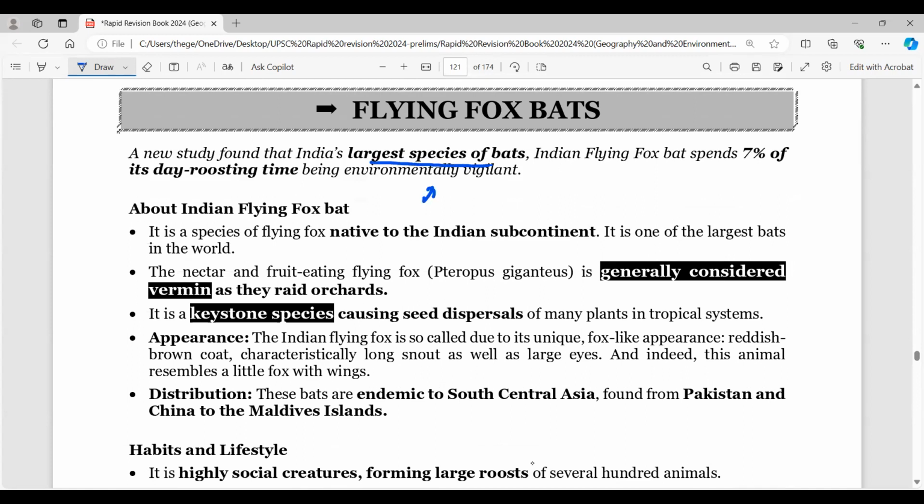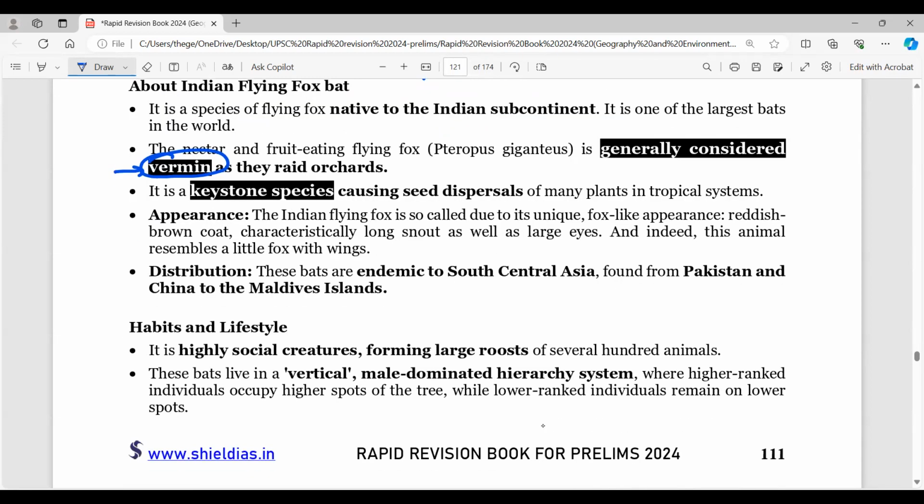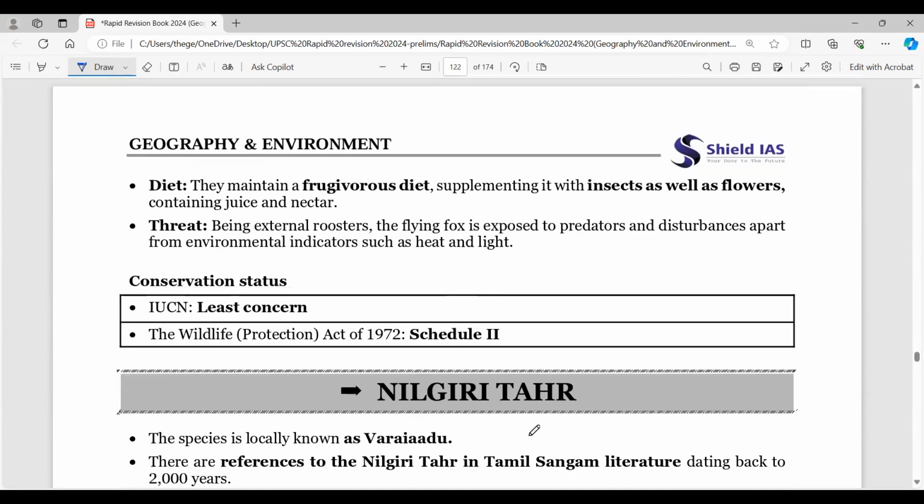So largest species of bats in India, right? This is very important. Flying fox bats, day roosting time, environmentally vigilant. So what you observe here, it's a keystone species, and also it is considered vermin, right? Flying fox bat, vermin category. So this is something which is important to look into. And you'll see distribution is endemic to South Central Asia, found from Pakistan to China to Maldives Islands as well. Now, what is important here? IUCN category is least concern category.